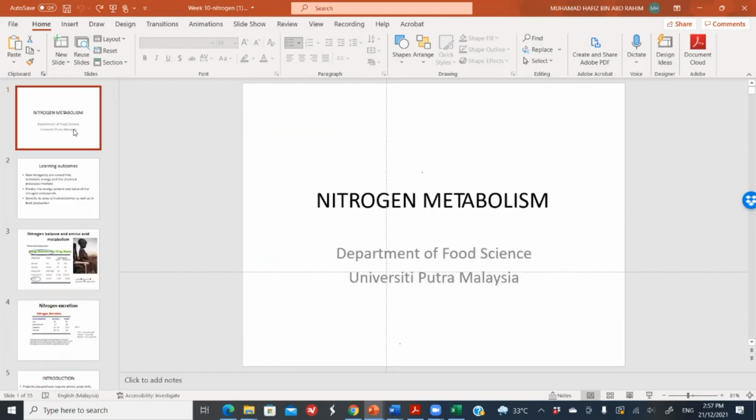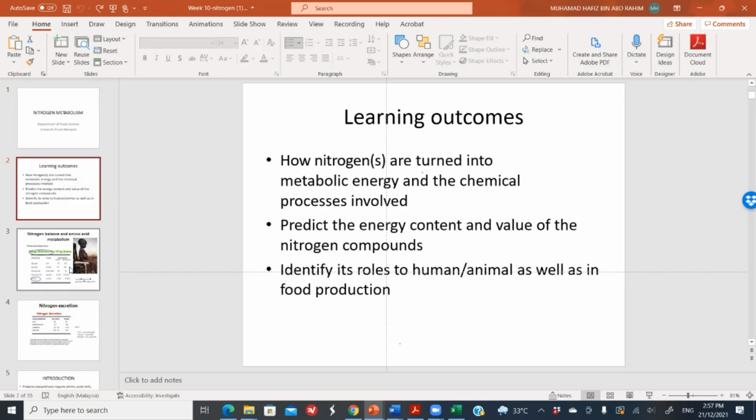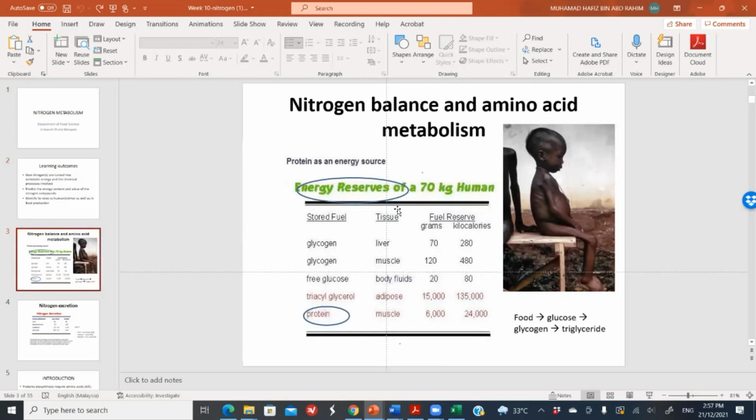Okay, so we will enter into nitrogen metabolism. As you can see here, it means that this will involve protein lah, because nitrogen is one of the essential element in the amino acid. As an introduction, protein also can be used as an energy source, but the body will always prefer to use glucose first as the primary energy source.